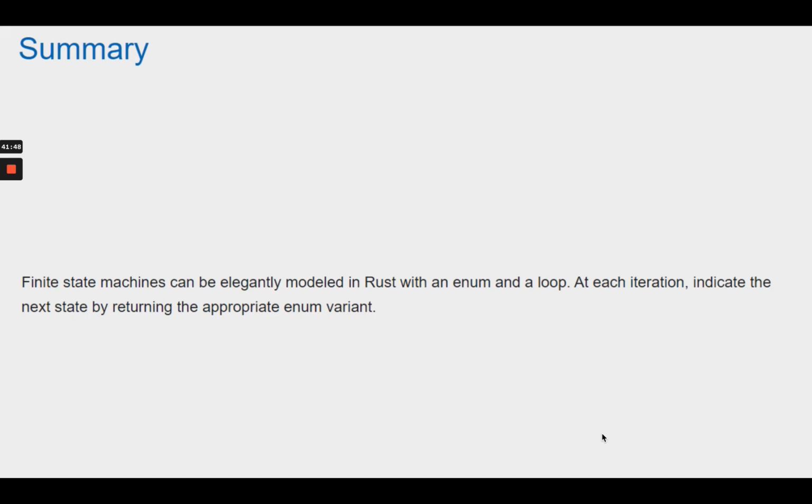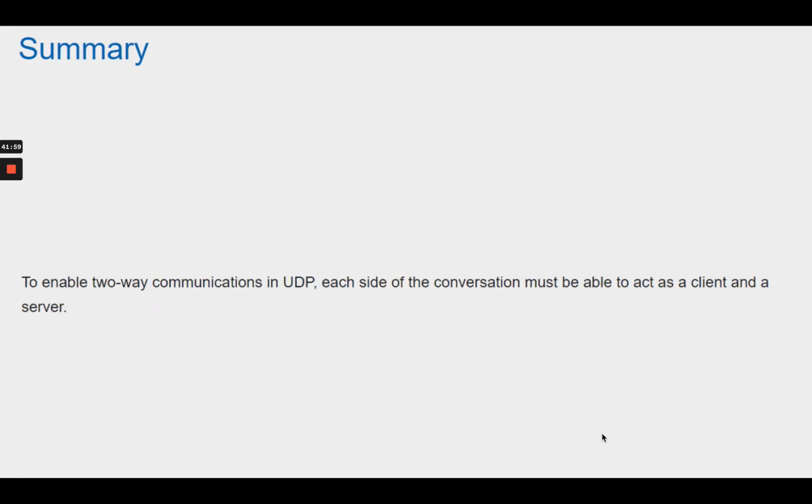Finite state machines can be elegantly modeled in Rust with an enum and a loop. At each iteration, indicate the next state by returning the appropriate enum variant. To enable two-way communications in UDP, each side of the conversation must be able to act as a client and a server.